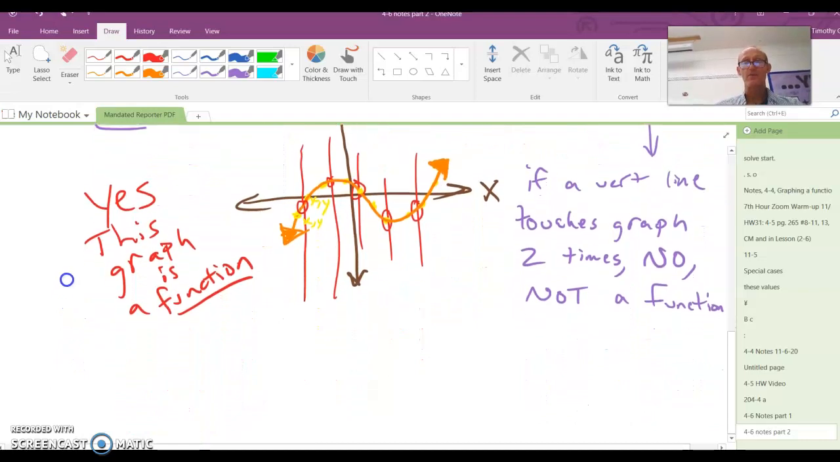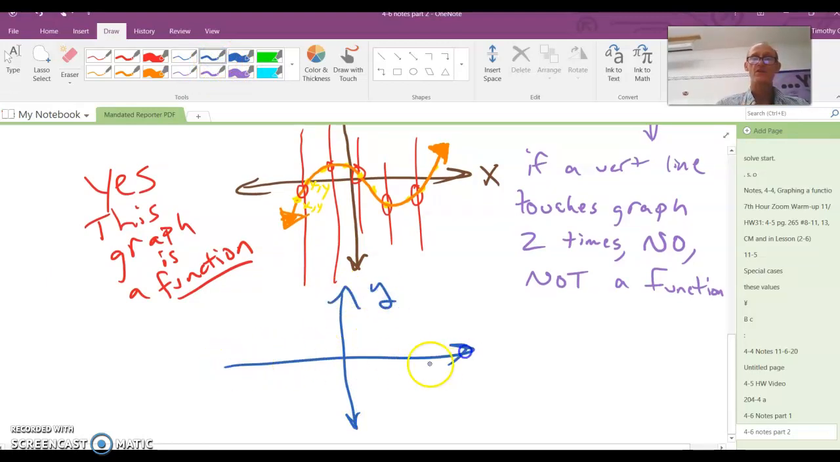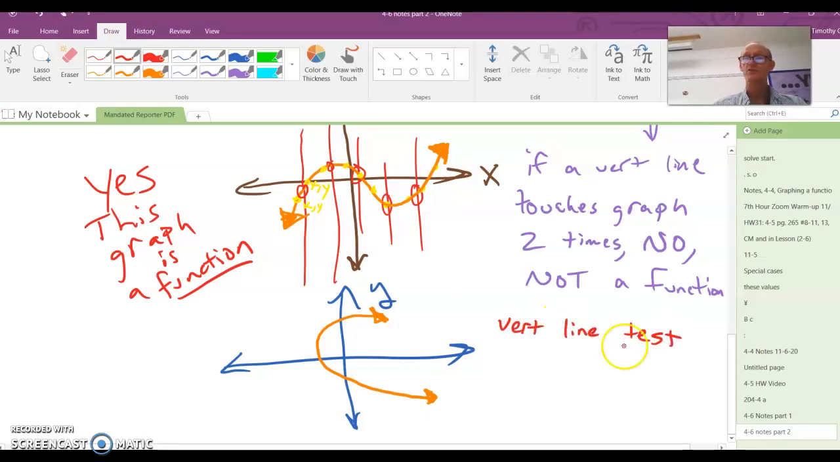Now let's do another example. Here's another example of the vertical line test. I'll draw the y-axis here, and I'll draw an x-axis. Then I'll draw another graph, and this time I'll draw a graph like this. So let's apply the vertical line test. If it touches twice, it's not a function. And in the first example, we saw it only touched once.